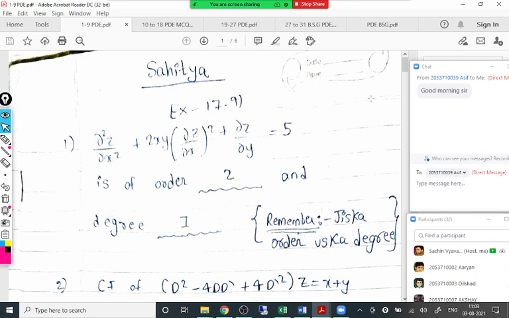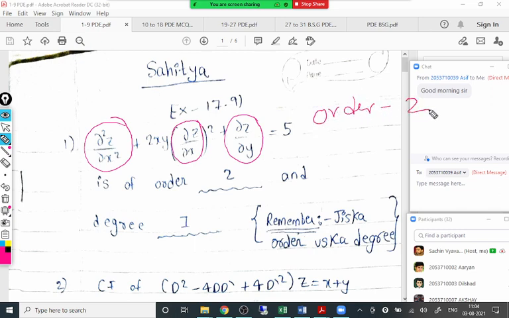So the order of a differential equation is the highest order differential coefficient present. If you observe, this is the second order differential coefficient, this is the first order, and this is again a first order. So the highest order differential coefficient present is 2, so the order is 2.